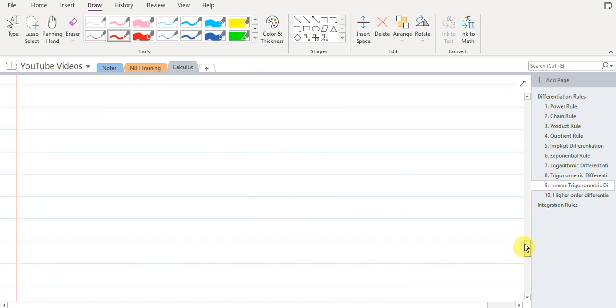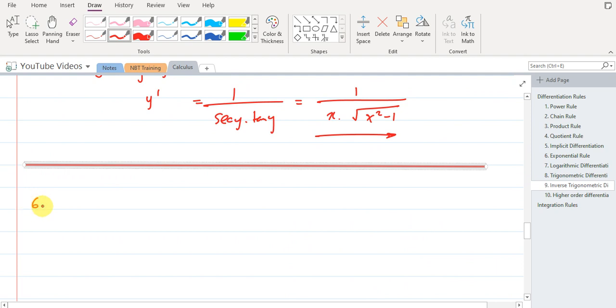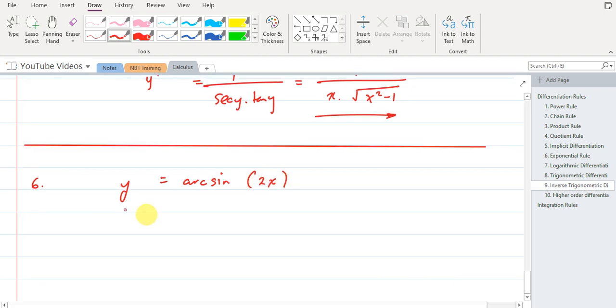So let's look at example number 6. If I have y is equal to arc sine 2x, how do I differentiate arc sine 2x? I'm going to say y prime is equal to, applying the rule directly, 1 over the square root of 1 minus the argument, which is 2x squared, times the derivative of 2x, which is 2, and that's the final answer.